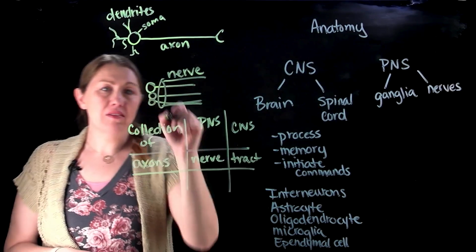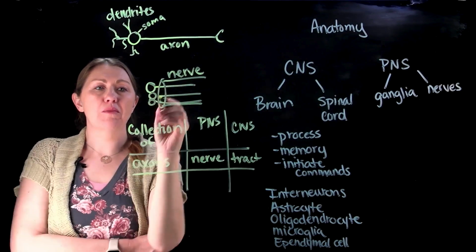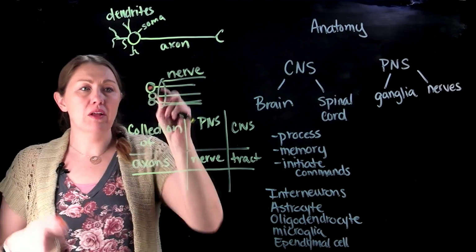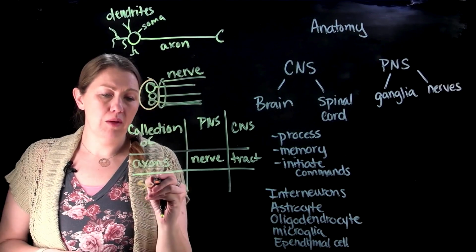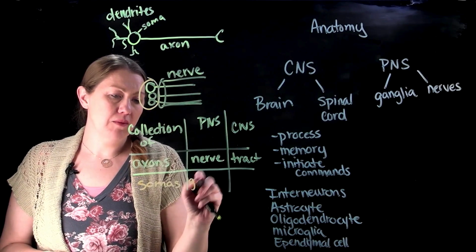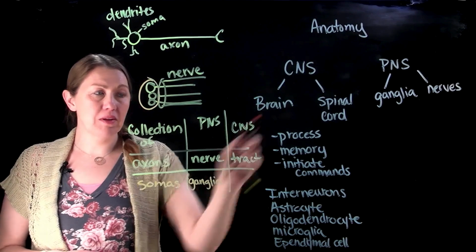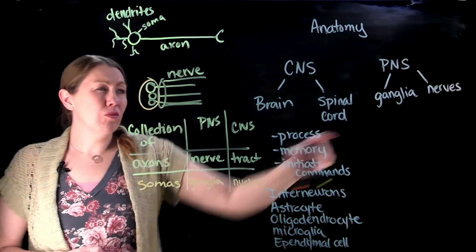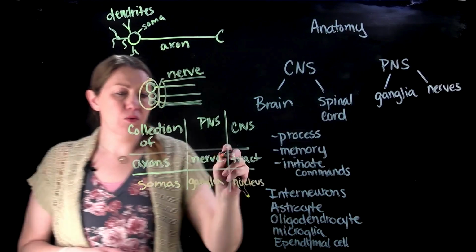When you group up your axons, what also happens a lot of times is that your somas end up clustered together. So if you have the somas clustered together, which is a cell body, if you're in the PNS, we would call that a ganglia. Same structure, but inside of the brain or spinal cord, we call it a nucleus. So that's what I mean when I say ganglia and nerves. We're talking about this stuff right here.